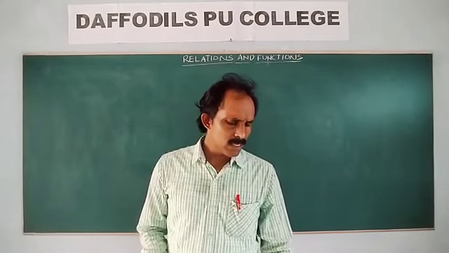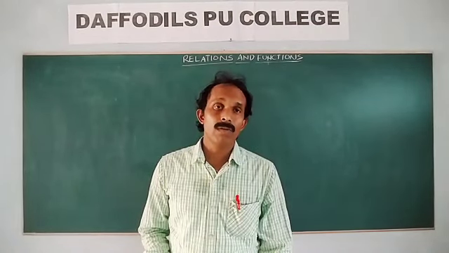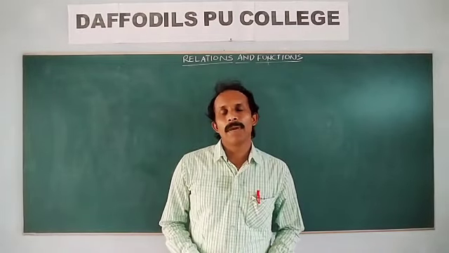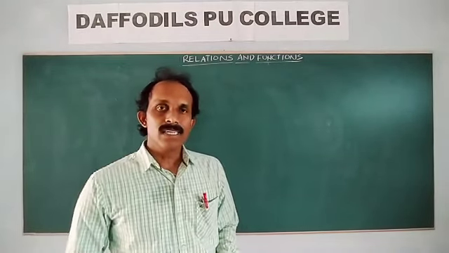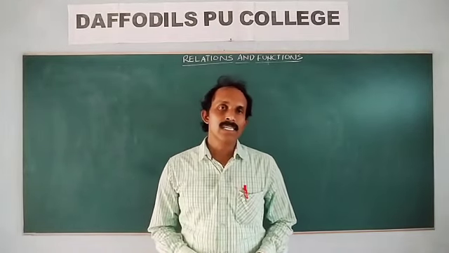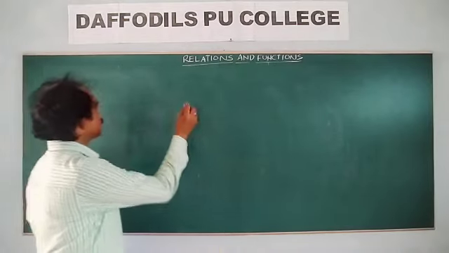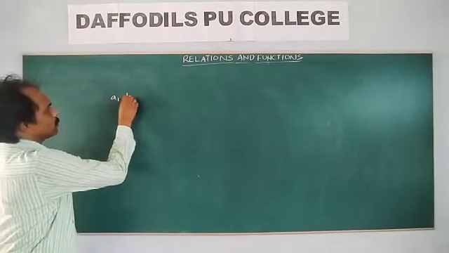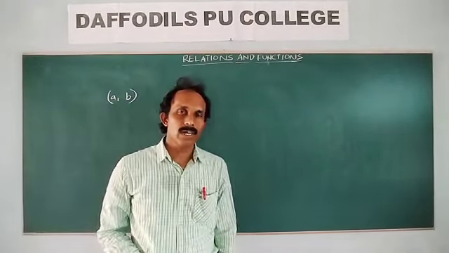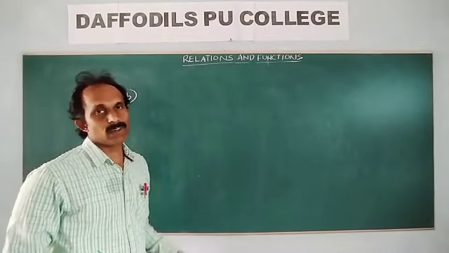In our mathematics, before the relation, first of all, what are ordered pairs? What is the meaning of an ordered pair? A pair of elements listed in a certain order is called an ordered pair. Like this one, (a, b). This is one ordered pair. A pair of elements listed in a certain order, that is called an ordered pair.